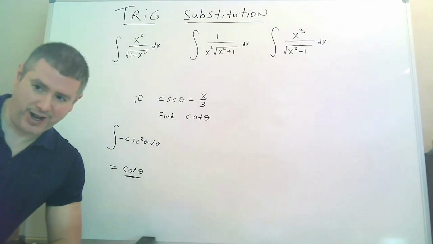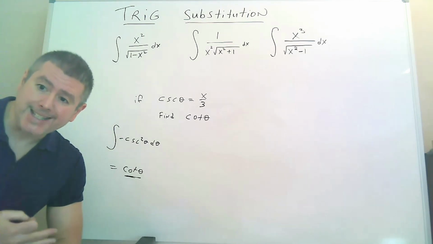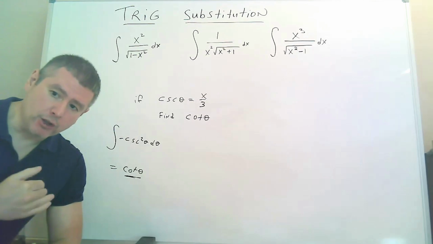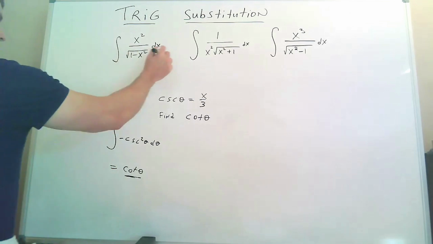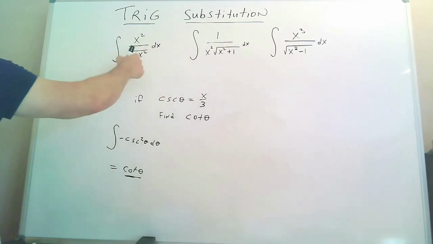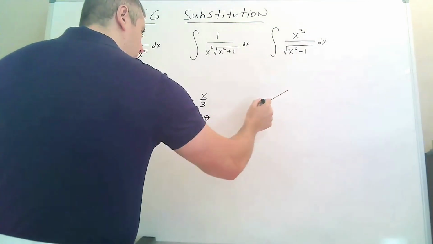You think you're done, but you're not done. My original problem had x's in it, and I have to make it look like what it started as. So each one of these has to be put back into that form. So you have to replace this with x's, and there's only one way to do it.